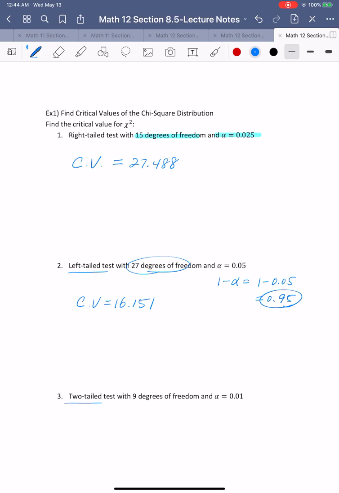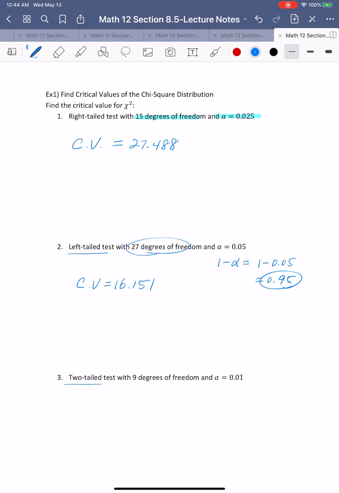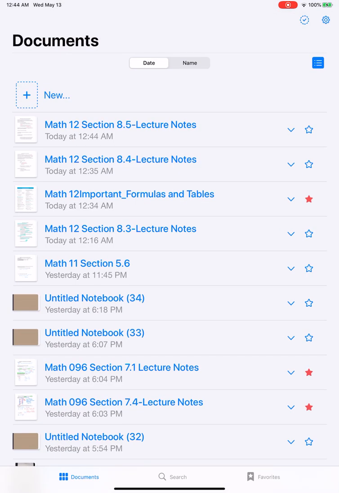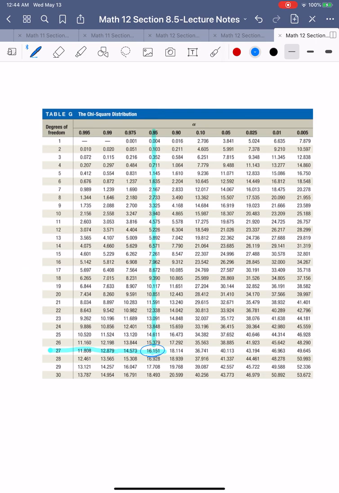Number 3, a two-tail test with 9 degrees of freedom and alpha equal to 0.01. So we need alpha over 2 this time. 0.01 over 2 is 0.005, and also 1 minus alpha over 2, which is 1 minus 0.005, which is 0.995. So we're using these two values, alpha over 2 and 1 minus alpha over 2.